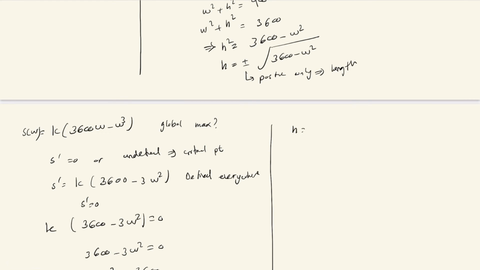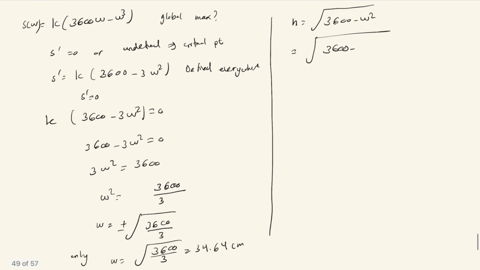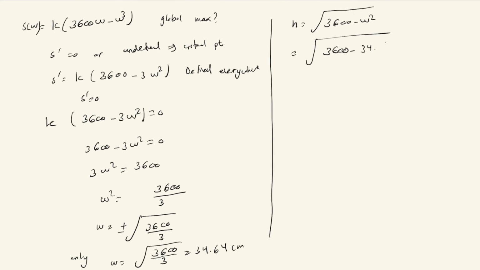So now I can go back and solve for H. Remember, from the top, H squared is equal to 3600 minus W squared. We already found W. W here should be squared, and H is the correct number in here. Now, W is a critical point, so H and W give us the critical point of the function.